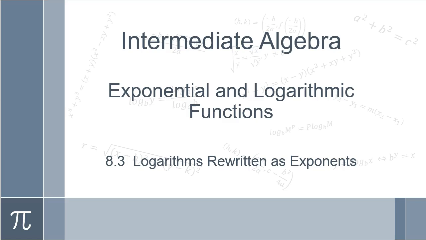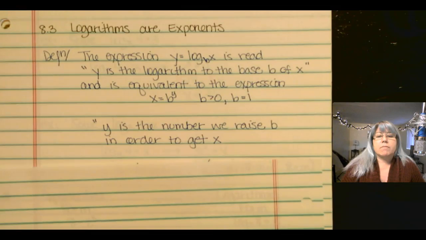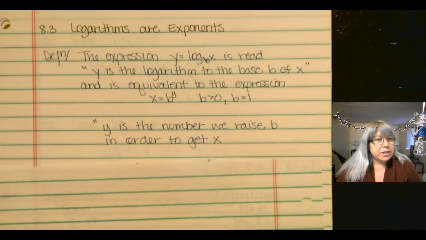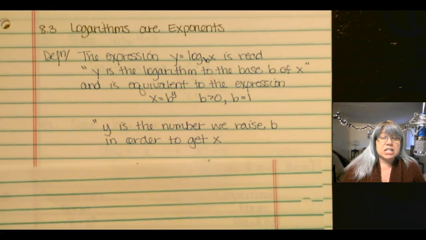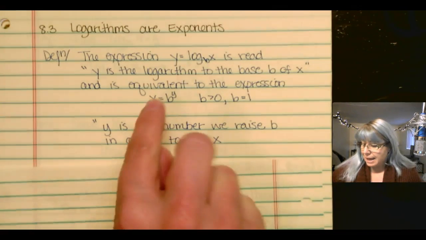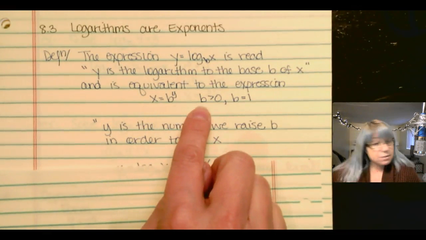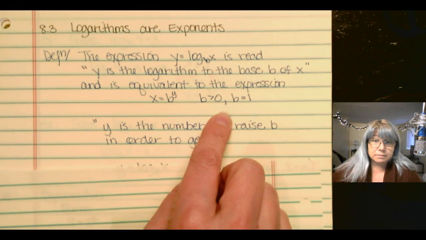In this lecture, we'll discuss how to rewrite logarithms as exponents. The idea is that we can take logarithms and rewrite them so they look like exponents. The expression y equals log base b of x is read, y is the logarithm base b of x. But we don't generally say logarithm all the time, we just say log. It's equivalent to the expression x equals b to the y, where b is greater than 0 and b does not equal 1.